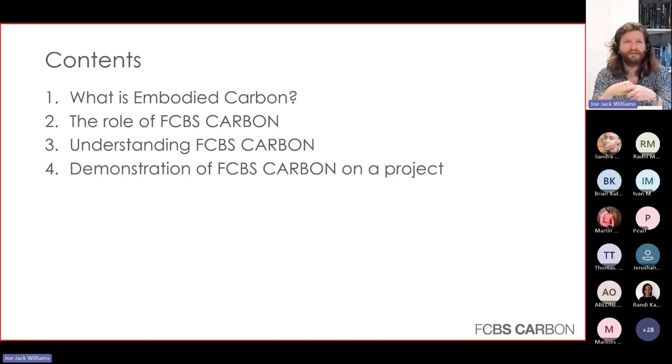And I'll talk a bit about FCBS Carbon. Obviously, I'm going to talk about this tool. It's free. You can download it. It runs in Excel. You don't need any expensive software. It's fantastic for that kind of thing.